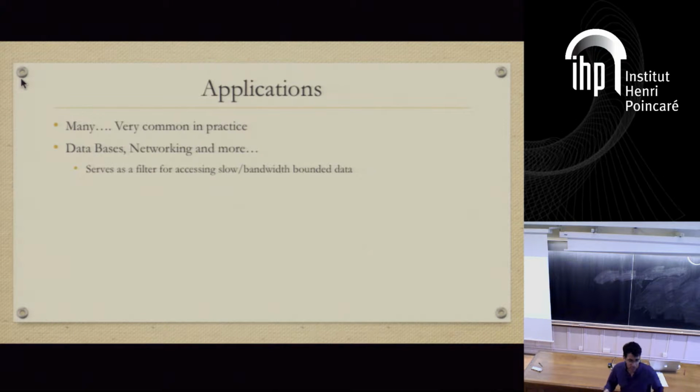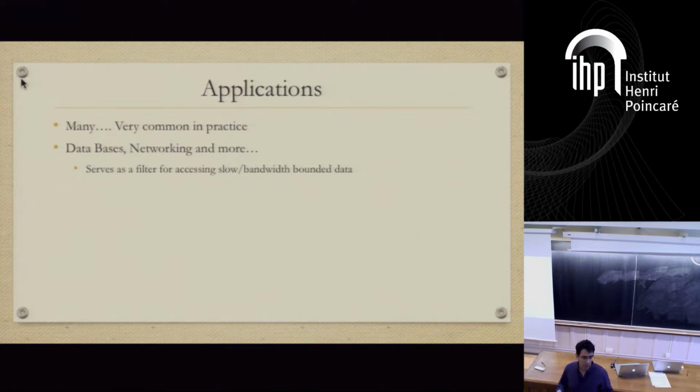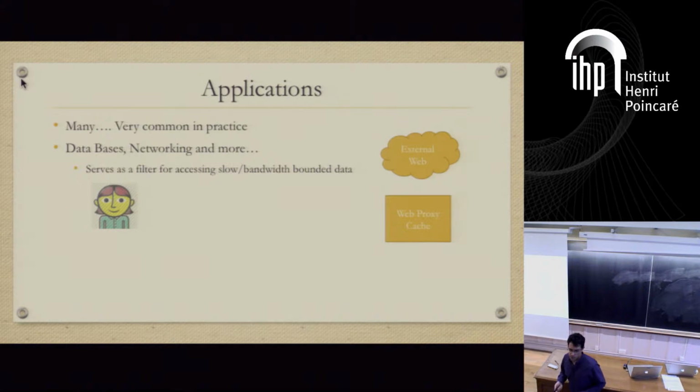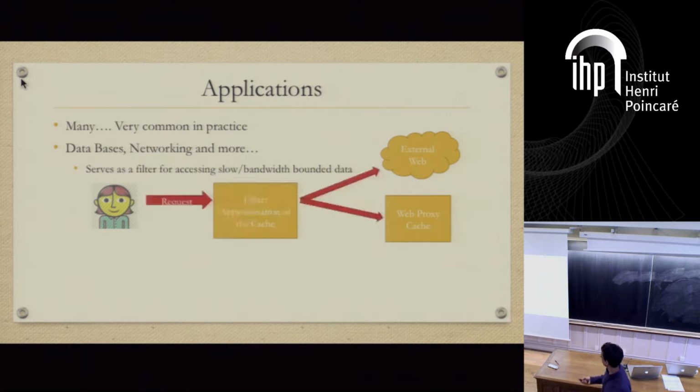But what are the real applications other than finding circles in pictures? Well, these things are extremely common in practice, in databases, in networks, and so on. Typically, we just want to put a filter in front of some slower piece of memory. A canonical example is, say, a web proxy cache. When a request for a web page comes from a user, we want to determine fast whether this web page is actually sitting in the proxy or whether we have to go to the network and fetch it.